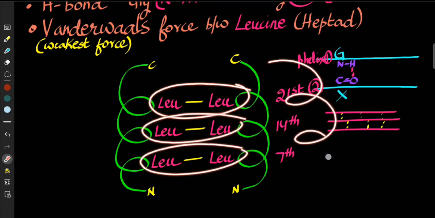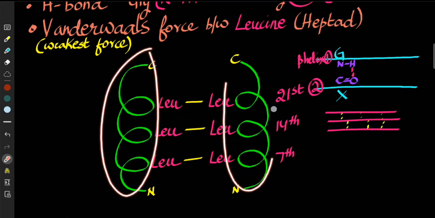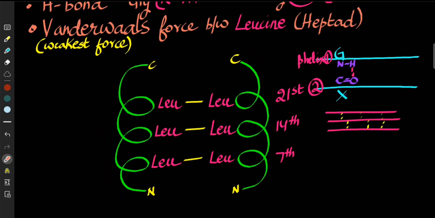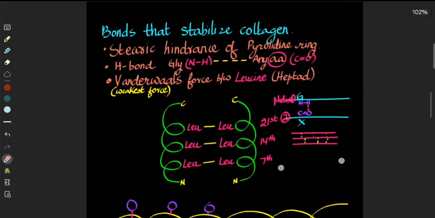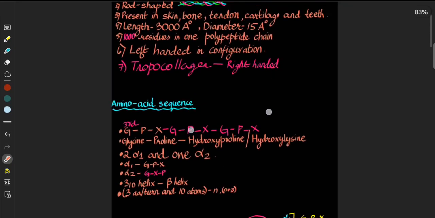Obviously one more collagen-like polypeptide will be there, but I've just shown you two. Every leucine will try to form a van der Waals attraction with one another, right? Due to which there is also a small bit of attraction between these polypeptides, but not very significant in terms of stabilizing the whole molecule, right? So this was the structure of collagen and all these stuffs.